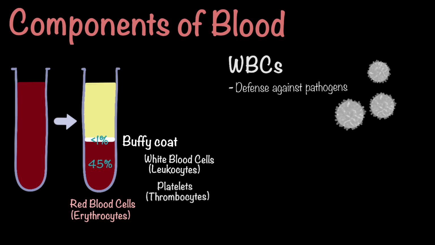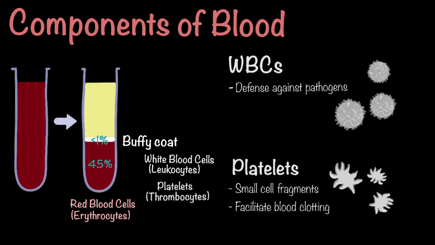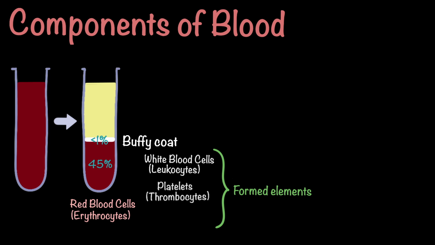Also in the white layer are platelets, or thrombocytes. These are small cell fragments that facilitate the blood clotting process. When an injury occurs, platelets rush to the site and adhere to the damaged area, forming a platform on which blood coagulation can occur. This crucial function prevents excessive blood loss and initiates the cascade of events necessary for wound healing. Together, these cellular elements of blood, so the red and white layers, are known as formed elements.